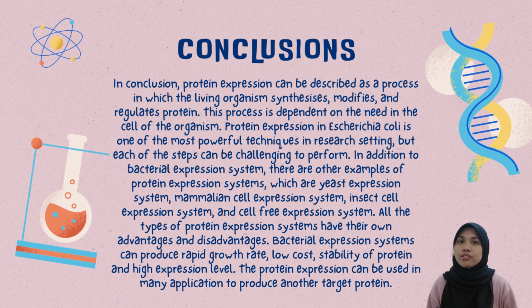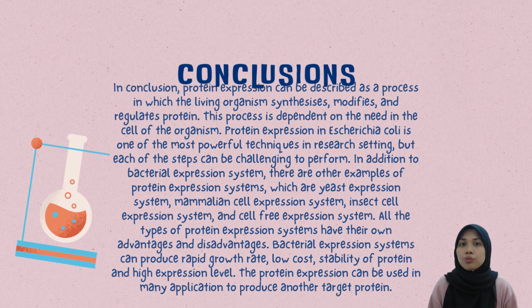In addition to bacterial expression systems, there are other examples of protein expression systems, which are yeast expression systems, mammalian cell expression systems, insect cell expression systems, and cell-free expression systems. All the types of protein expression systems have their own advantages and disadvantages. Bacterial expression systems offer rapid growth rate, low cost, protein stability, and high expression level. Protein expression can be used in many applications to produce another target protein.